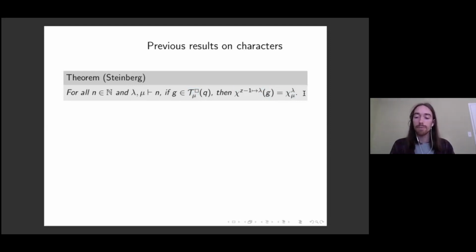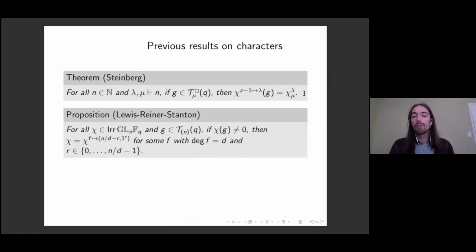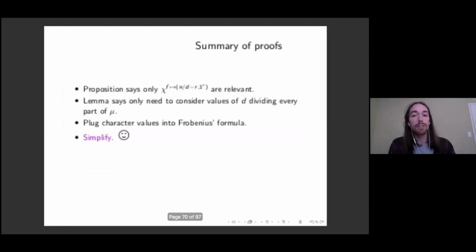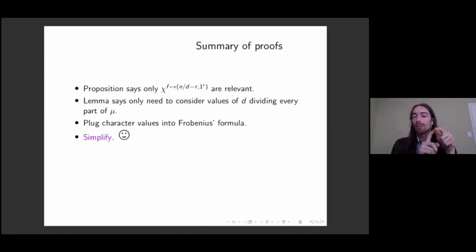Furthermore, if you evaluate an arbitrary GLN(Fq) irreducible character on a regular elliptic element, you get 0 unless you have an index that looks like a hook shape. That is analogous to what happens in the symmetric group. If you evaluate a character of the symmetric group on an n-cycle and get something non-zero, you must have had a hook character. So that's another little analogy between the n-cycles of the symmetric group and the n-cycles of GLN(Fq). So altogether, the summary of proving these enumerative results is, first of all, that proposition says we only need to care about these primary characters corresponding to hook shapes.